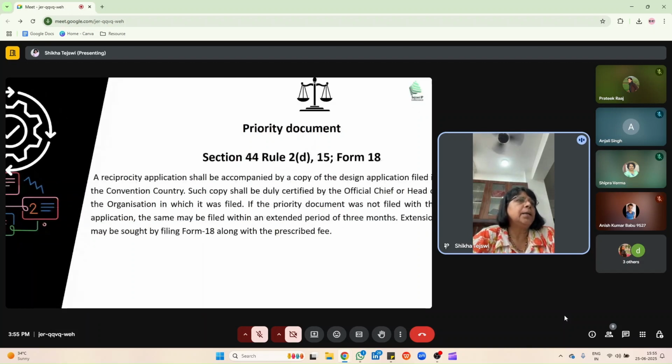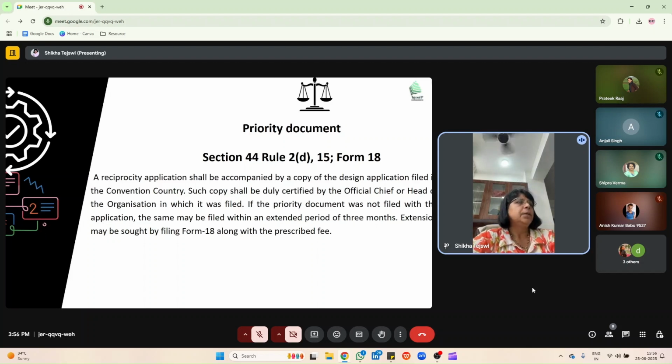Okay. Now, priority document, as I told you, is mentioned in section 44 and rule 2D and 15 and form 18. Now, here, what is form 18? Do not get confused with form 18 of the Patents Act. I am comparing these two because maybe some of you candidates are appearing for the patent agent exam upcoming, which is in January. Now the Design Act is also included in the patent agent exam. So at that time, don't get confused. In the design question, if you write form 18 is the request for examination, it will be wrong. In the design part, form 18 is for extension of time.